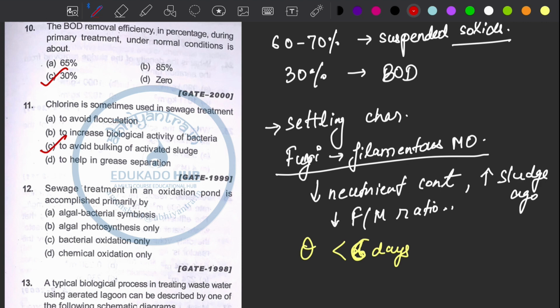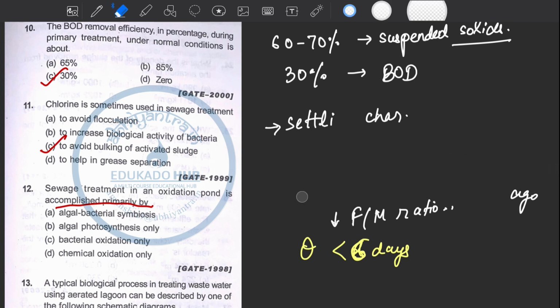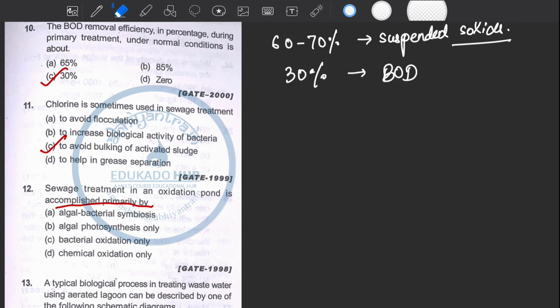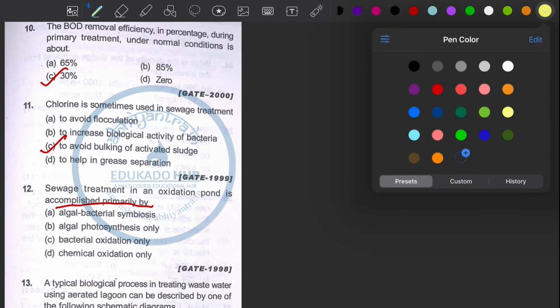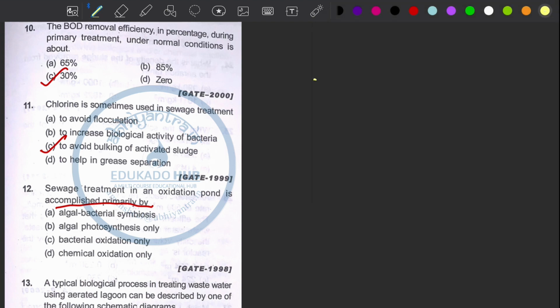Next is: sewage treatment in an oxidation pond is accomplished primarily by, so see, what does an oxidation pond do? Oxidation pond is one of the biological systems used for the treatment of wastewater. Now it is a totally aerobic pond, and stabilization is brought about by the aerobic bacteria.